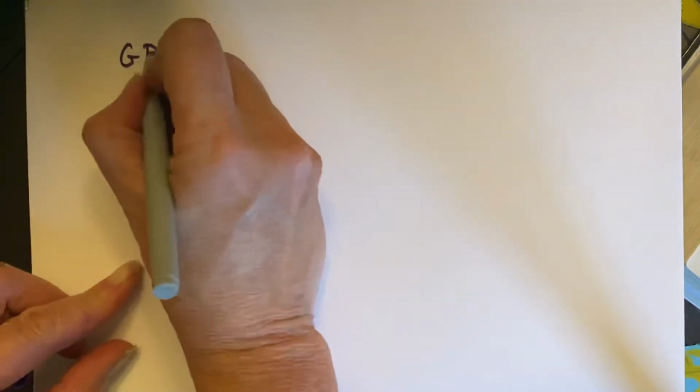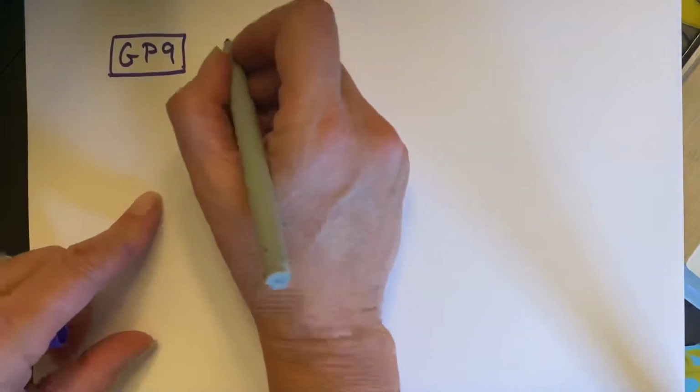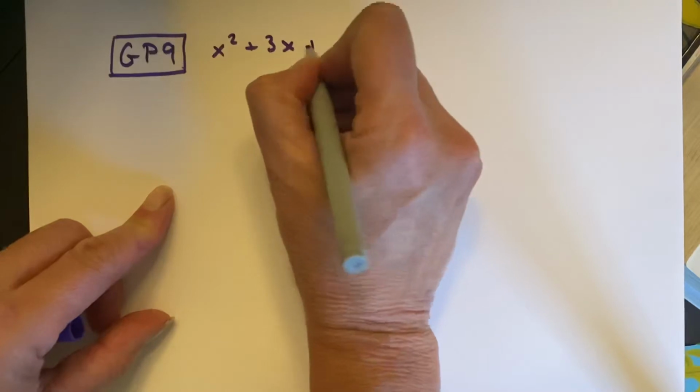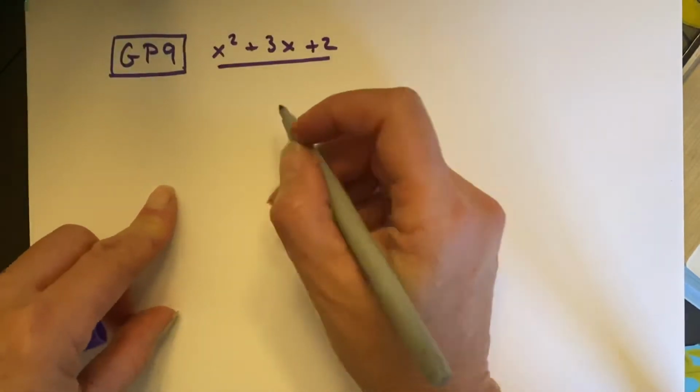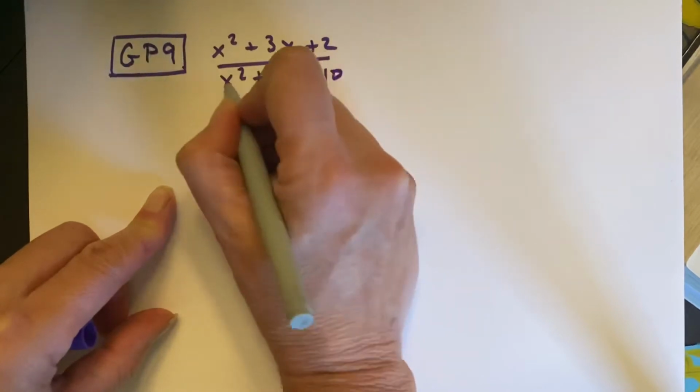Okay, I'm quickly going to go through guided practice 9, 10, and 11. I'm going to go very fast through these because you've presumably already done them and you're really just looking for the answer. So, x squared plus 3x plus 2 divided by x squared plus 7x plus 10.